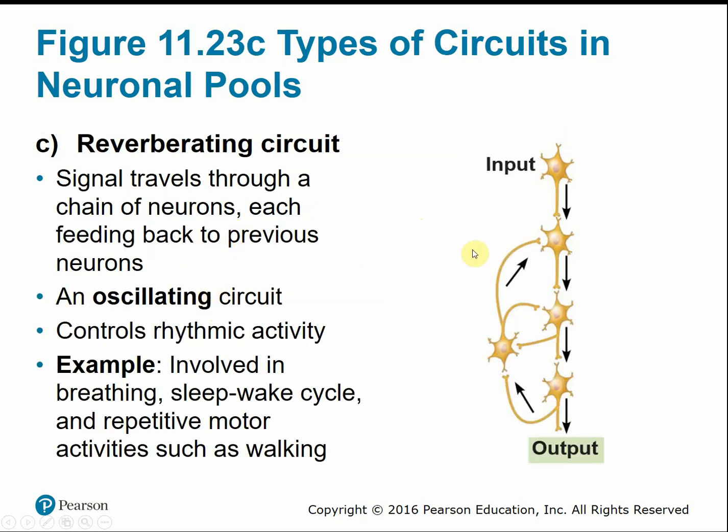In a reverberating circuit, the signal travels through a chain or series of neurons, but each one loops back or feeds back to the previous neuron. This is sometimes called an oscillating circuit. This is more for controlling your rhythmic activity, like breathing, the sleep-wake cycle, and repetitive activities like walking. We send the message and then double back and double check. That's a reverberating or oscillating circuit.